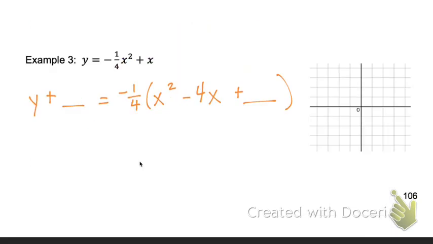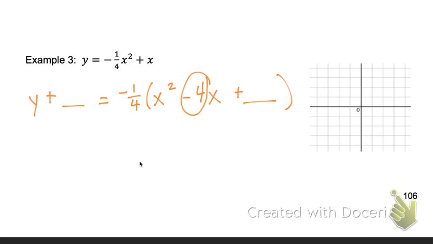So I pulled out a 1/4 to get back. So basically you're thinking 1/4 times what equals 1? 4. So if I got a negative 4 over 1, you're basically just taking the reciprocal and putting that here, because that's what gets you back to 1. So if you're ever pulling out a fraction, you think of that.